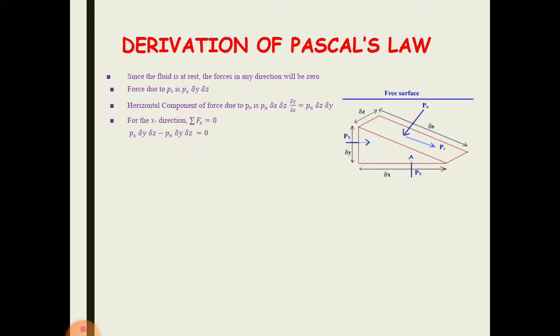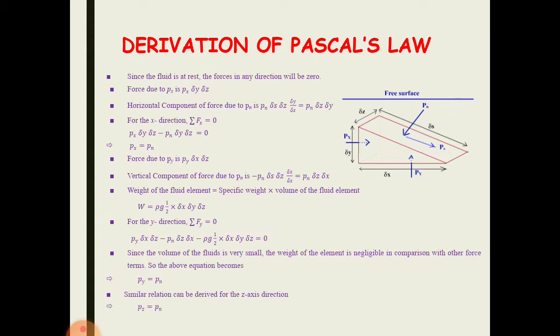When we calculate all the forces in the x direction, we get the net force as Px del y del z minus Pn del y del z, which will be equal to 0 since the fluid is at rest. This equation leads to Px is equal to Pn. Similarly, when we write the equilibrium equation for forces in the y and z directions, we will get Py is equal to Pn and Pz is equal to Pn respectively.